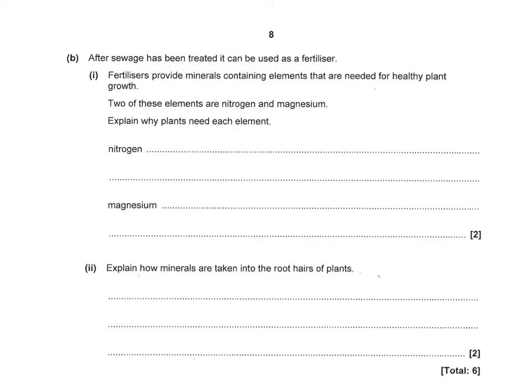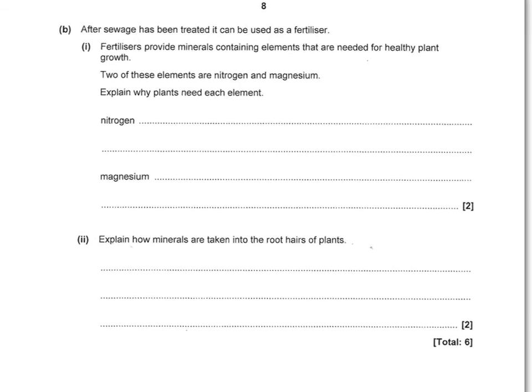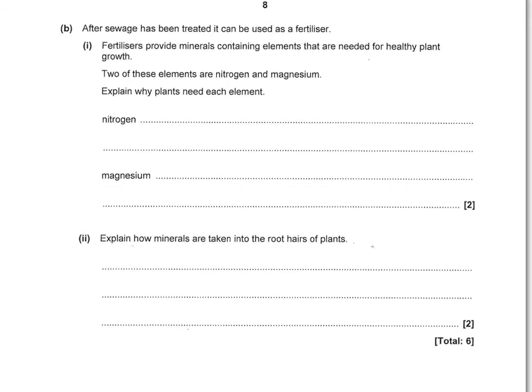After sewage has been treated, it can be used as a fertiliser. Fertilisers provide minerals containing elements that are needed for healthy plant growth. 2 of these elements are nitrogen and magnesium. Explain why plants need each element. So the nitrogen is to make proteins, or you could say to make amino acids or enzymes or DNA, and the magnesium is to make chlorophyll.